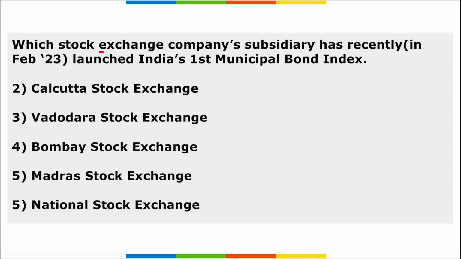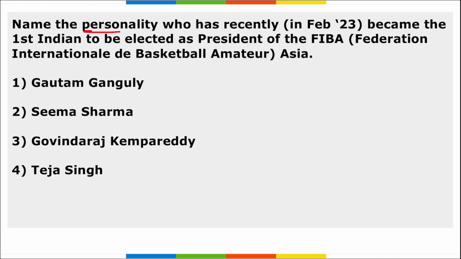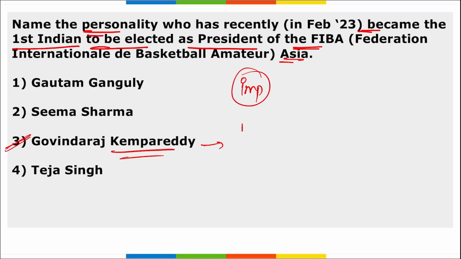Next, which stock exchange company's subsidiary has recently launched India's first municipal bond index? So this first municipal bond index was launched by NSE, National Stock Exchange. All right. Next, name the personality who has recently become the first Indian to be elected as the president of FIBA Asia. Important question, take a note. He will be Govindraj Camp Reddy. He became the first Indian to be appointed as the president of FIBA Asia.